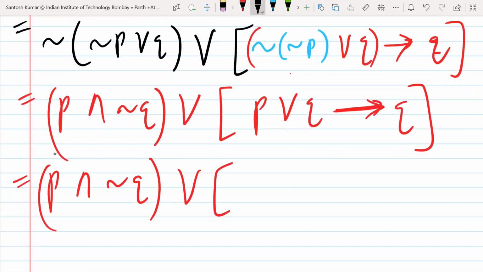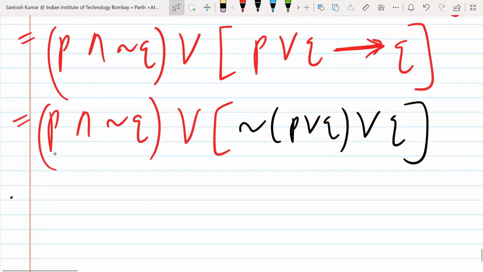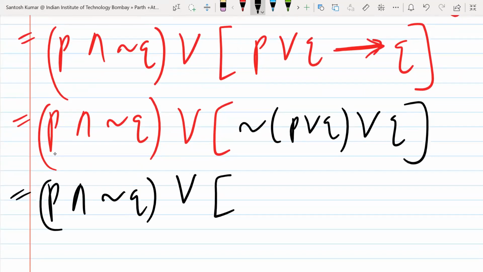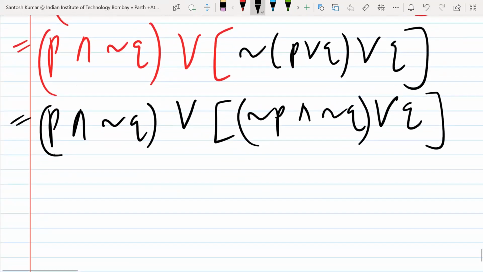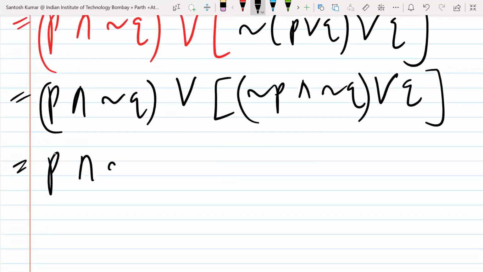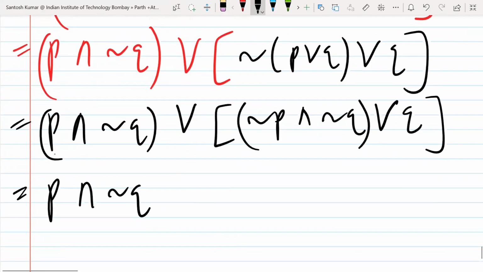So now P and not Q, or open this implies. Okay, so open this implies. So not P or Q, or Q. So P and not Q, or you open this, not P and not Q, or Q. Fine. So now P and not Q. Keep checking, I hope I will not make any mistakes.